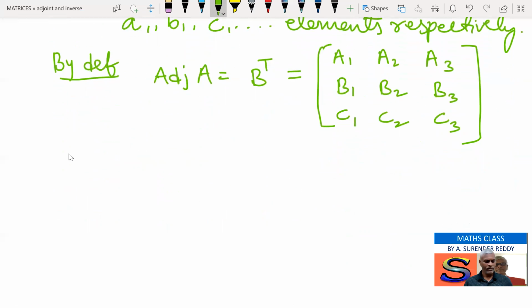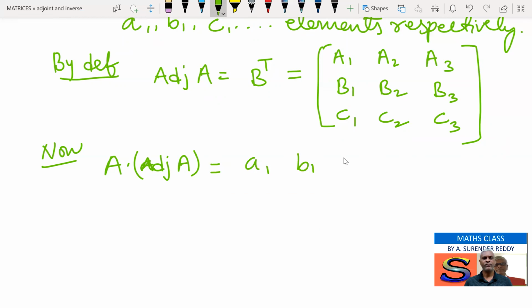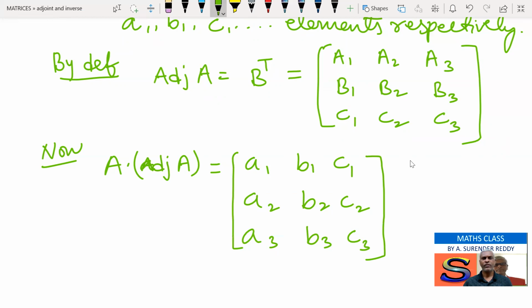Now let us multiply A with adjoint A. That is, [A1, B1, C1; A2, B2, C2; A3, B3, C3] into [A1, B1, C1; A2, B2, C2; A3, B3, C3]. This is adjoint.